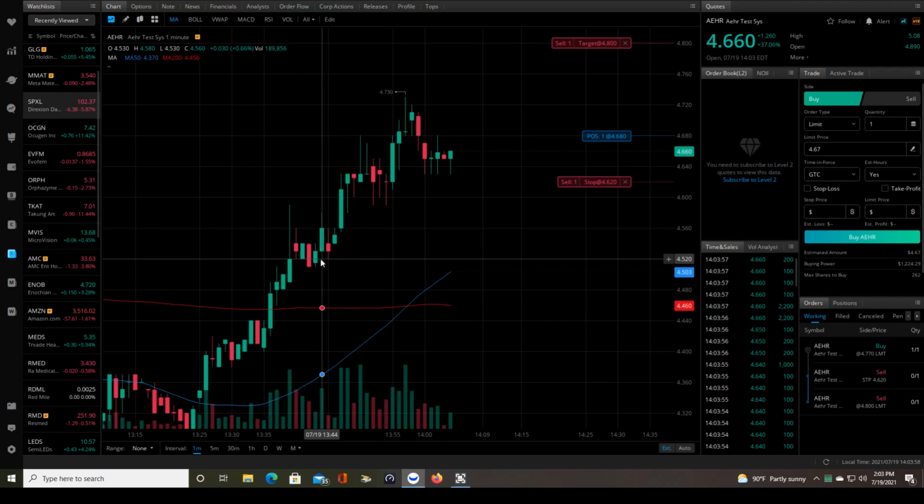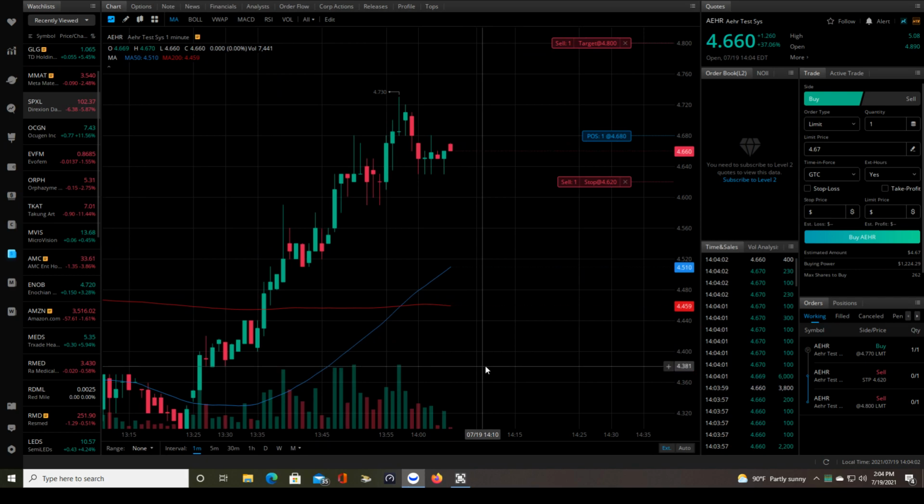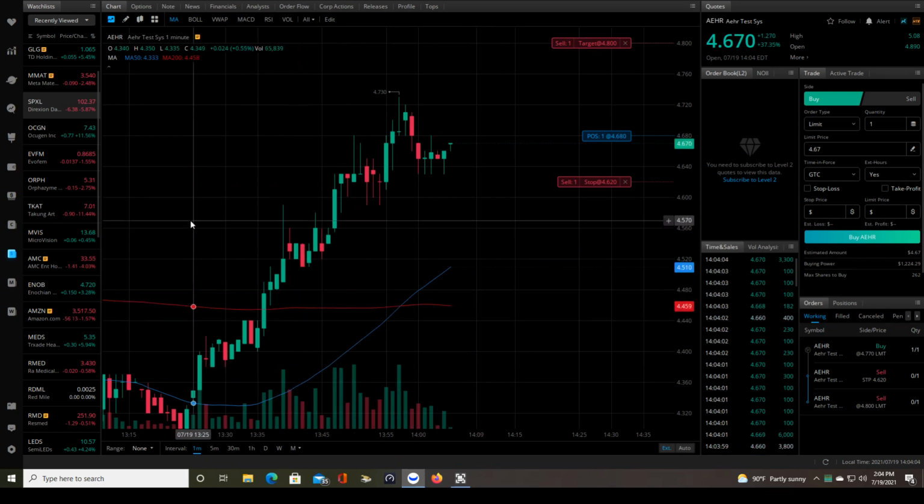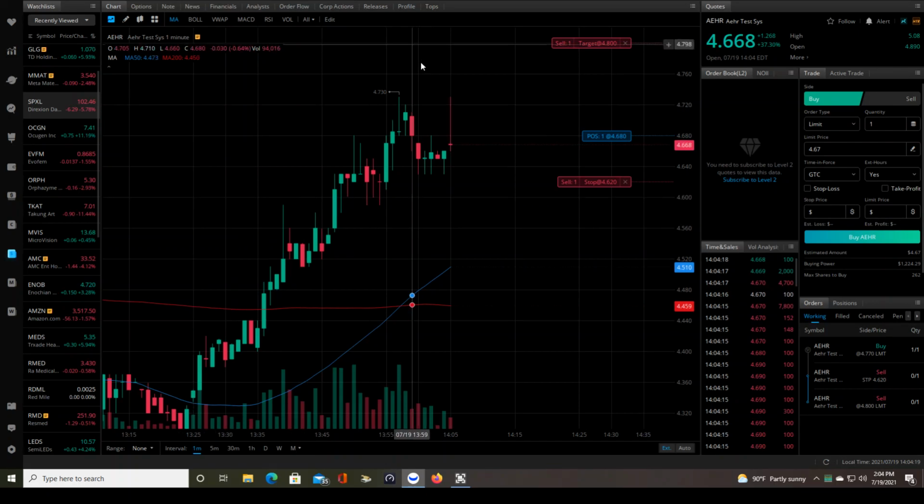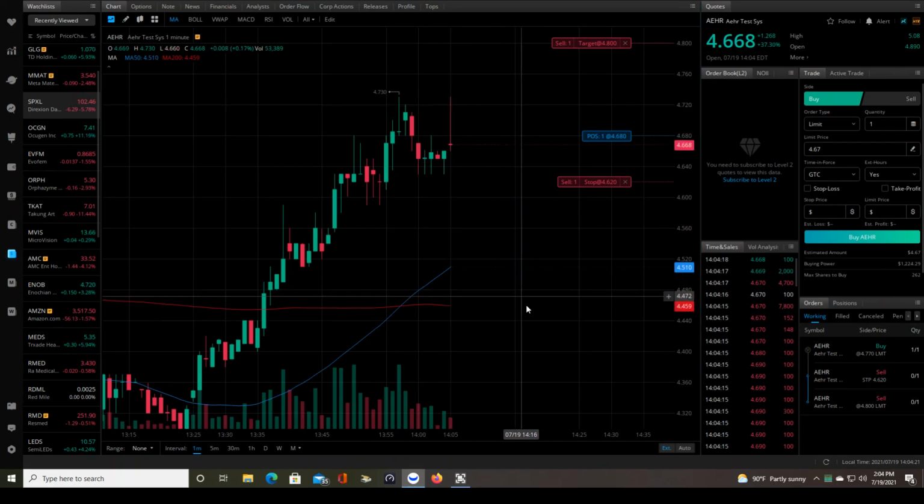Okay, looks like a lot of buyers are coming in. You can see on the time and sales. Pushing the price back up. So a lot of resistance there at that 473 level. You can see as soon as it tapped that, tons of sellers came in.